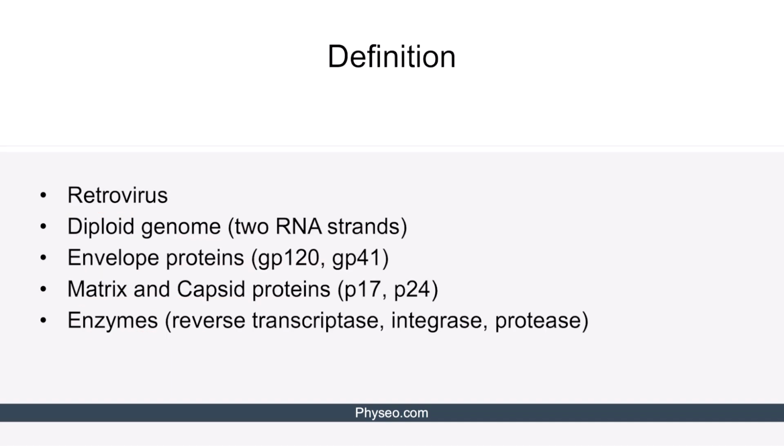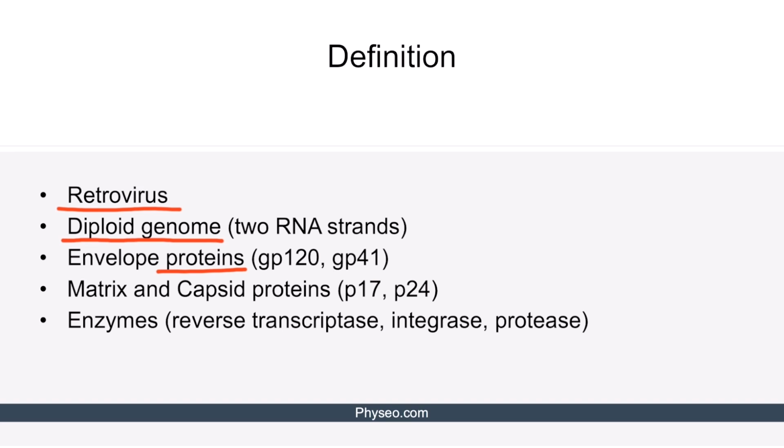Human immunodeficiency virus, also called HIV, belongs to the retrovirus family. All retroviruses, including HIV, are characterized by diploid genomes. In other words, they contain two RNA strands. HIV has several important proteins, the significance of which we'll discuss in the next few slides. But before explaining why they're significant, let's just discuss these proteins.